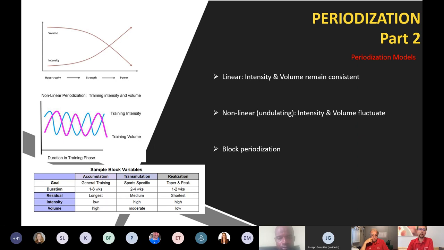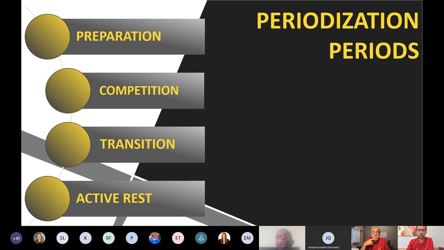And this also leads us now to the periodization periods. We differ between the preparational period, the competition period, the transition period, and the active rest period. I would also like to emphasize how efficient it can be. A periodized approach elicits greater strength changes and also motor performance improvements.